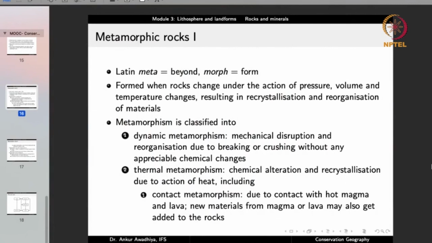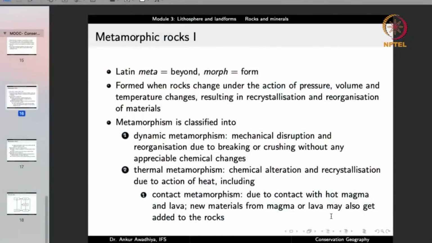Thermal metamorphism is a chemical alteration and recrystallization due to heat. It can occur because of contact metamorphism, where a rock gets in contact with hot magma and lava, and in this case some portion of the rock melts again, or it undergoes certain chemical reactions because it is getting heated up. Now, in this process, the constituents from magma or lava may also get incorporated into the rocks.